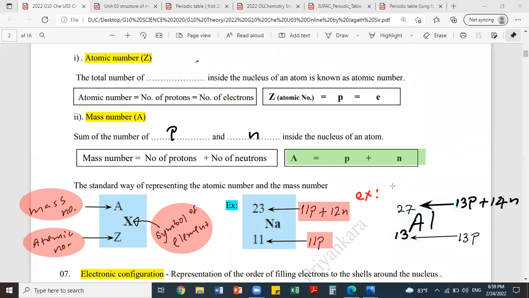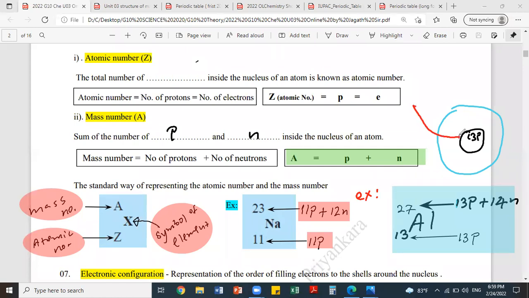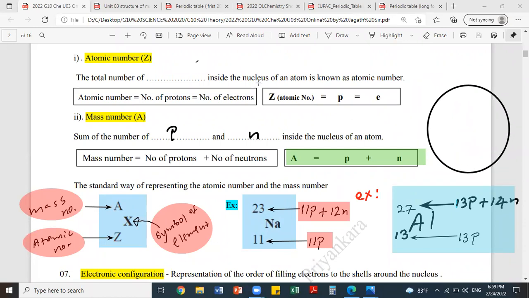I'll draw a small diagram and show you. If they give 13 protons in the aluminium atom nucleus, then you can easily find the neutrons. The total is 27, so how do you find the rest? I think this is easy to understand. If anyone finds it difficult, the best method is to draw the structure of the aluminium atom and mark inside the nucleus how many. The total is anyway 27.